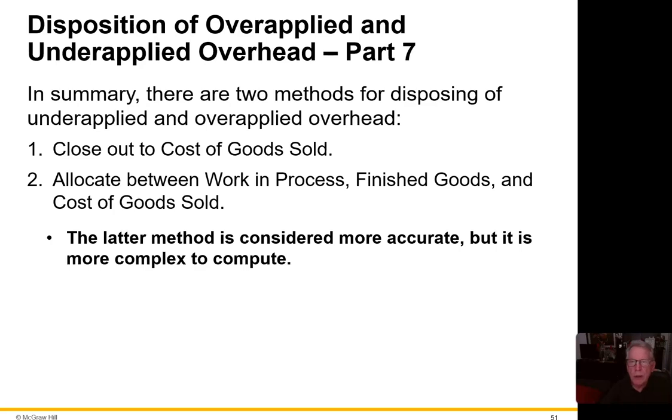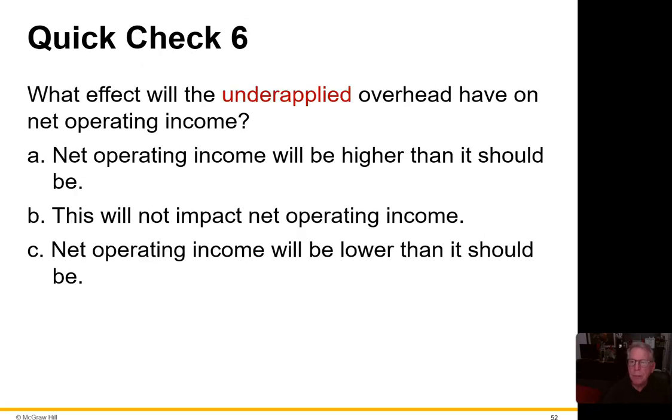All right, so in summary, there are two methods of disposing of under and over applied overhead. One, we can simply close it to cost of goods sold. But if it's a material amount, then we can allocate it to work in process, finished goods, and cost of goods sold. Now, of course, this number 2 is more accurate, but it's more complicated to do. And is it worth the trouble? If it's worth the trouble and it's a material amount of money, then yeah, we want to do it.